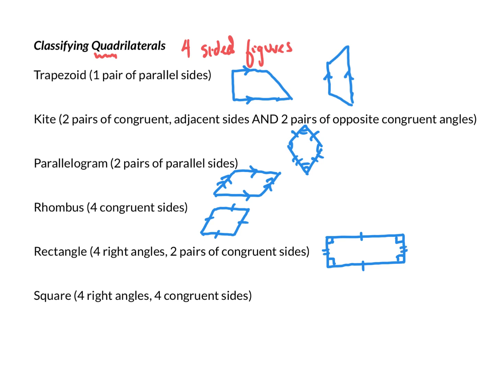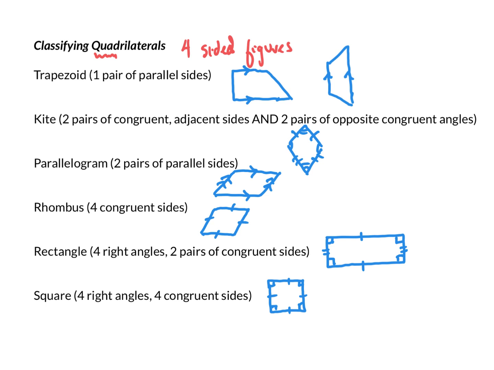Okay. And finally, a square. A square has four congruent sides like a rhombus does, but it also has four right angles like a rectangle does. So it's kind of like both things, both pieces that make a rectangle and rhombus have to be true.